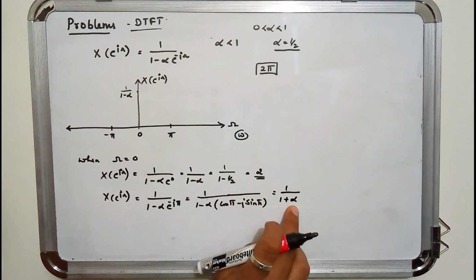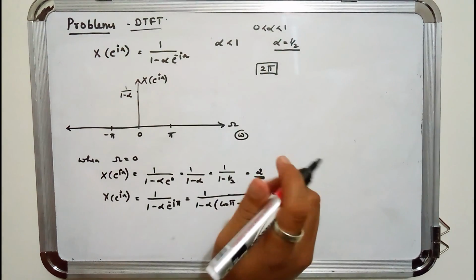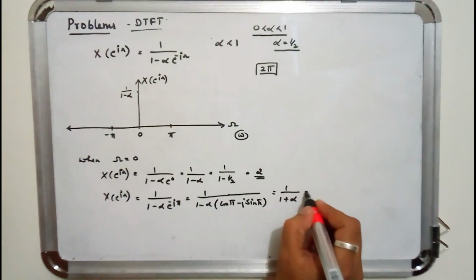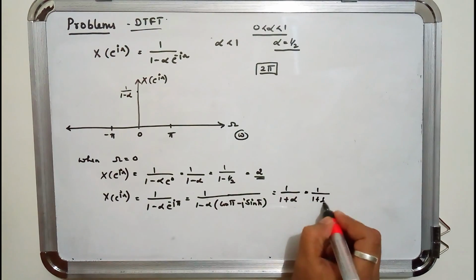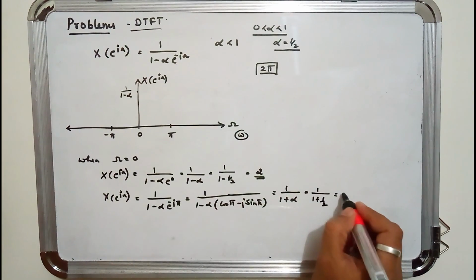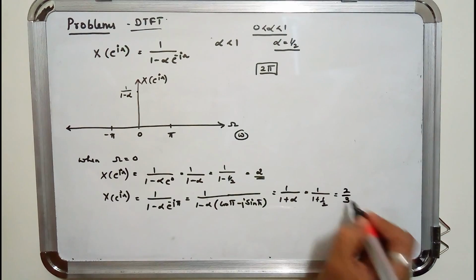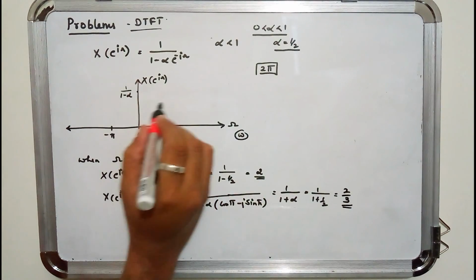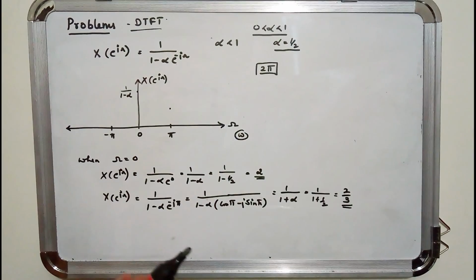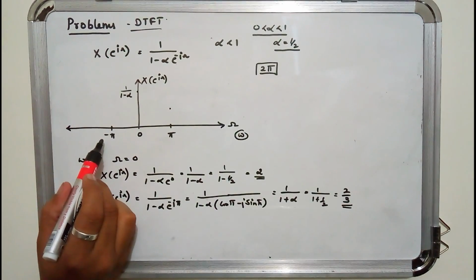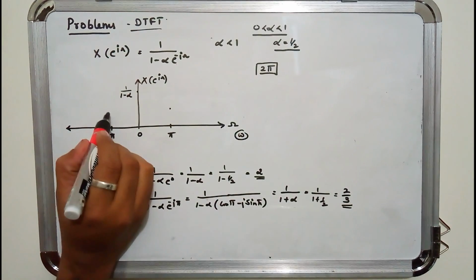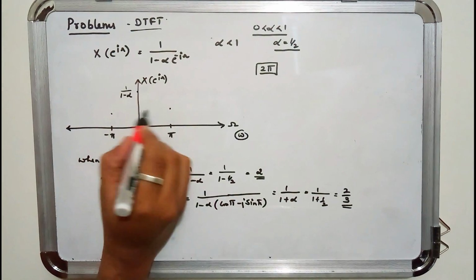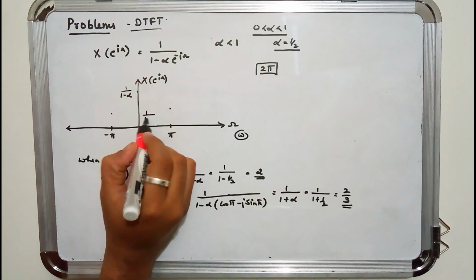Now if I substitute the value of alpha to be equal to half, which I have assumed when alpha is between 0 to 1, it is 1 by 1 plus half, so it is 1 and half, that is 3 by 2. If I take the reciprocal, it is 2 by 3. Now 2 by 3 is lesser compared to 2, so I will be getting a value somewhere here. Similarly, if I substitute the value to be minus pi, I will be getting the same point here. So this amplitude is 1 by 1 plus alpha.